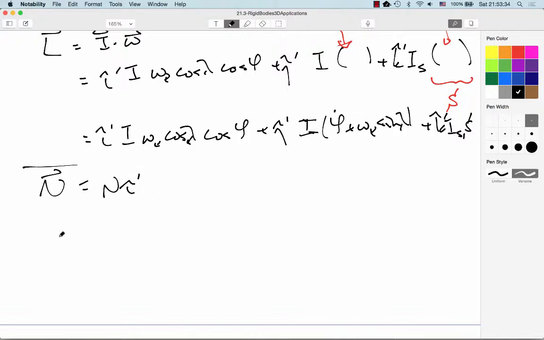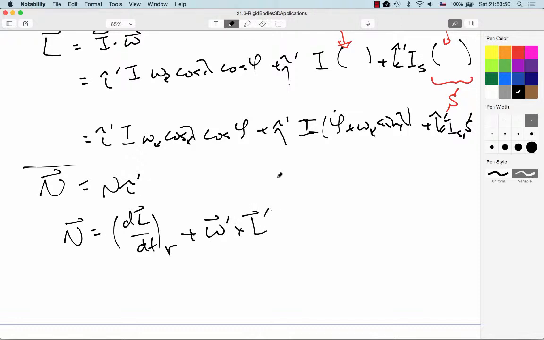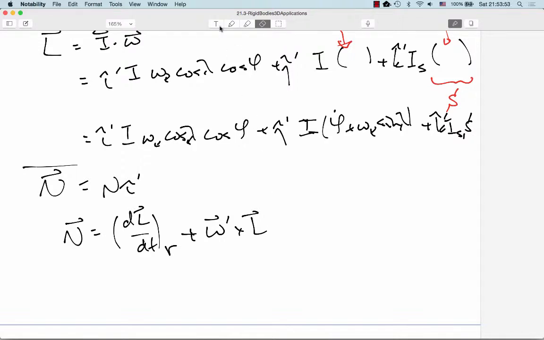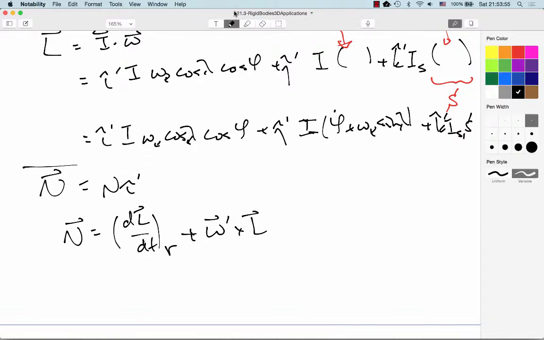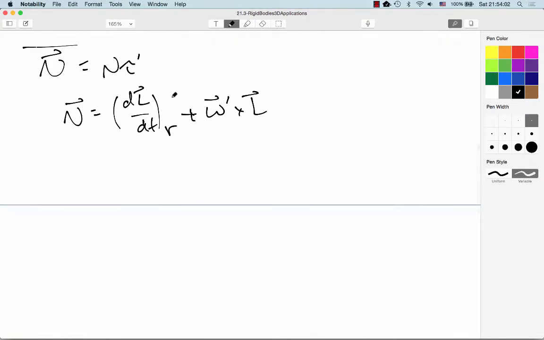Okay, so following that, we can go ahead and do Newton's second law applied to rotations in the rotational frame. So d/dt of L plus, we need to throw in omega prime cross L. Now we can break this apart by components. So we'll take a look at the x prime component first.